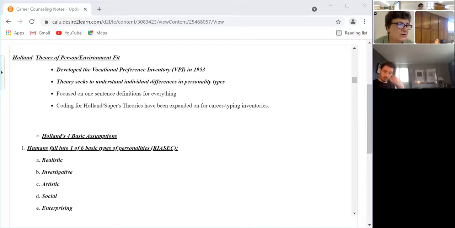So I am going to share my screen, which is basically the notes. The two theories that everybody references, the two theories that will most assuredly be on your exams, are Holland and Super, okay? But I do include all the primary theories in section 1 of your book.